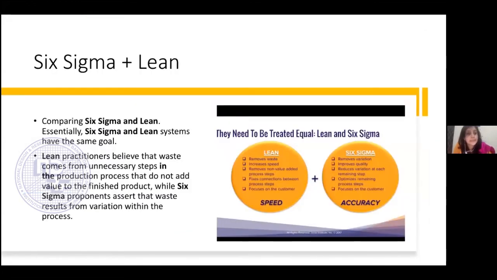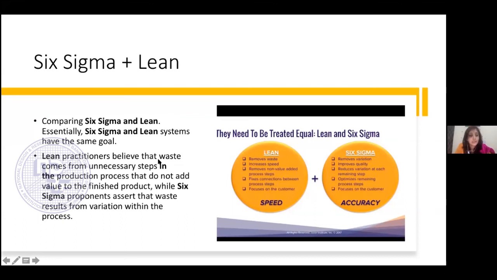Now, combining Six Sigma and Lean, what are the benefits? If you look into the diagram here on the right hand side, Lean actually helps us to become speedier, right? By removing the waste, it increases the speed, removes non-value added process steps, fixes connections between process steps, and focuses on the customer. Now, what does Six Sigma give? It focuses on removing the variation, improving quality, reducing variation at each remaining step, optimizes remaining process steps, and focuses on the customer. So if we can combine Lean and Six Sigma, the benefit is more, right?